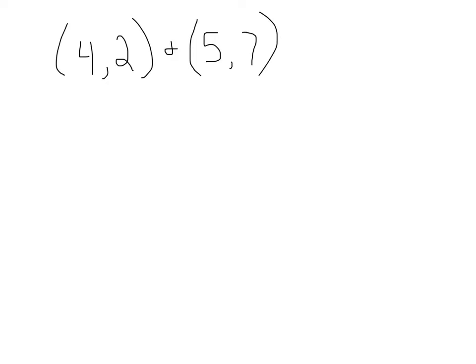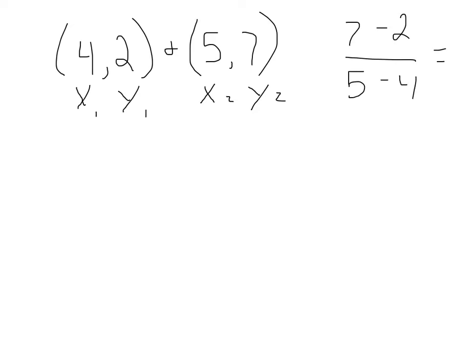Now let's suppose we'd like to write the equation of a line that passes through 2 points (4, 2) and (5, 7). Unlike the last problem, this time I'm not given the slope of my line, but using the slope formula I can very easily find it. I'm just going to label my x and y coordinates as x1, y1 and x2, y2. And I'm going to start by finding my slope. So I'll do 7 minus 2 all over 5 minus 4. 7 minus 2 gives me +5 over +1.